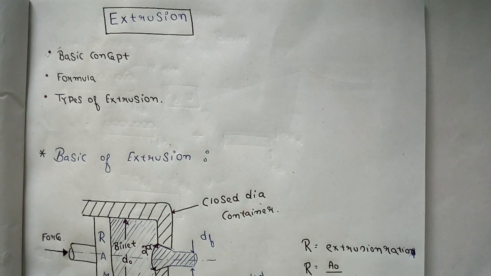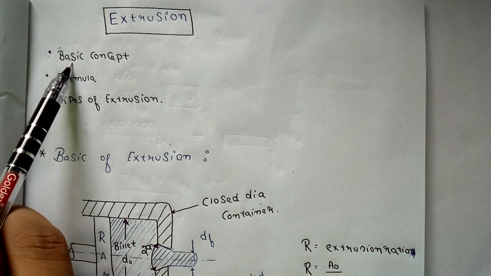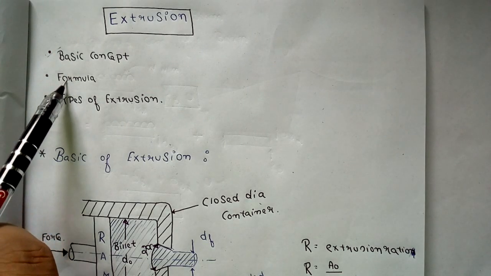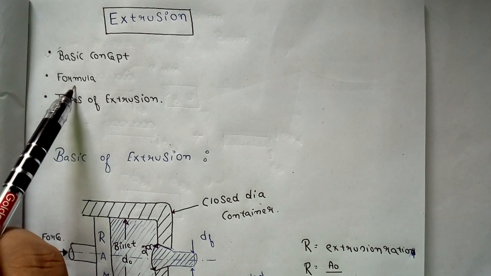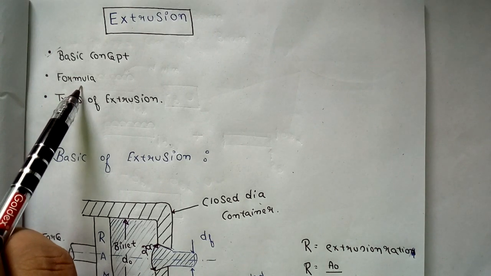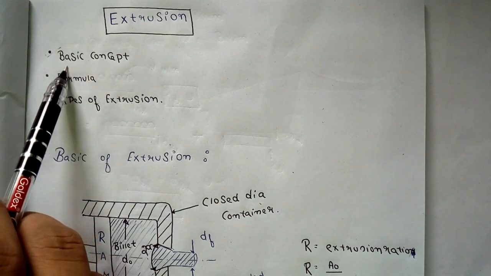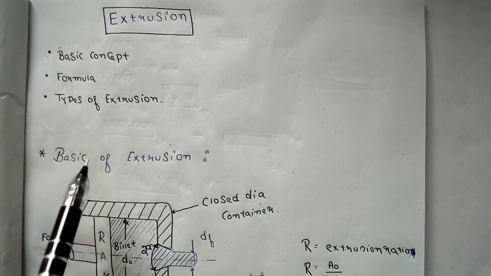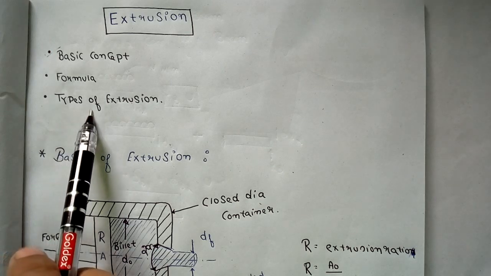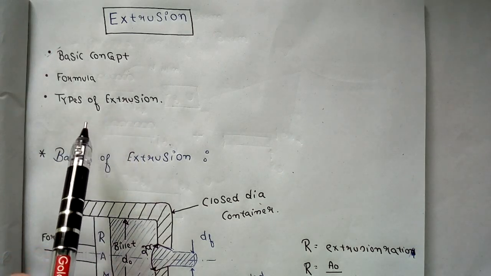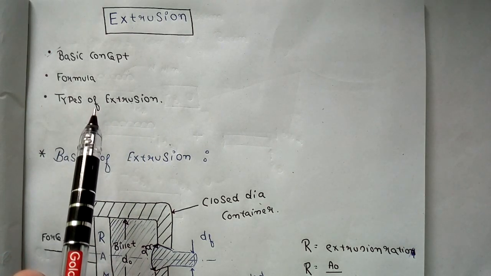In this video we are going to discuss a very important topic of the metal forming chapter, that is extrusion, right? Basically we are going to discuss three important aspects. First, the basic concept of extrusion. We will also see the formulas and the procedure to solve any kind of question coming in the exams, in great detail. And we will see the different types of extrusion process. Okay, so these will be our three aspects in this video.